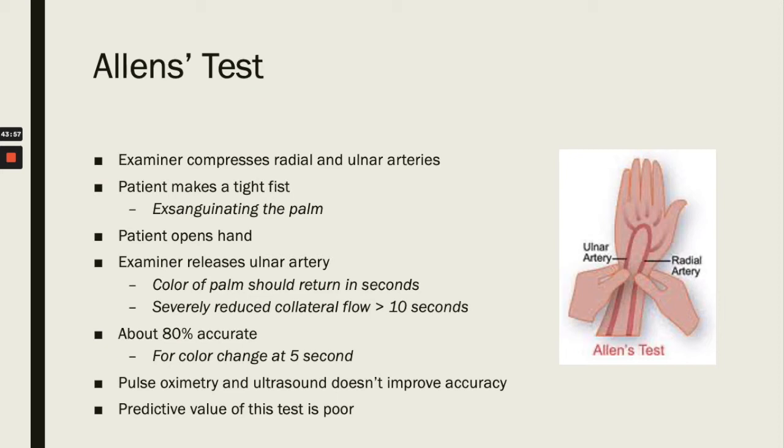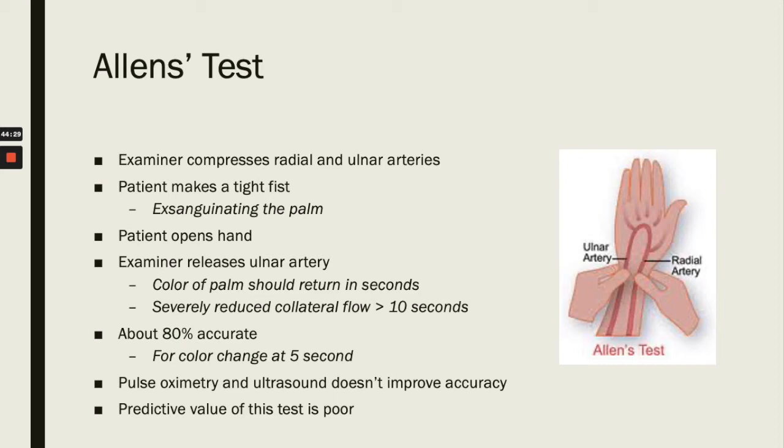As the ulnar artery is released, we are looking for the color of the palm to return within seconds. Now, if there's severely reduced collateral blood flow, the color returns after 10 seconds. The book will say if the palm remains pale for more than 6 to 10 seconds, but if it's more than 10 seconds, that's pretty much what it is, because there's about 80% accuracy for a color change at 5 seconds.